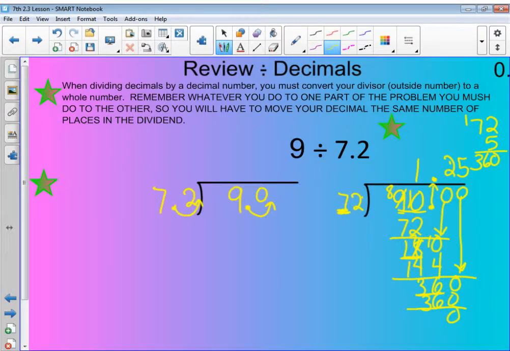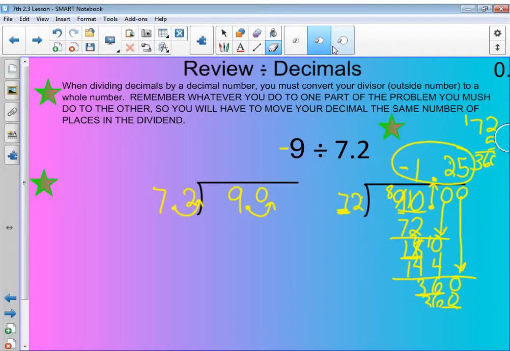Now, the thing that we're going to add in is maybe now they're going to put a single negative or a negative in front of both of those. So if I had a negative 9 divided by 7.2, in the end, I would need to make sure that I added a negative to my final answer because there's only one negative sign.